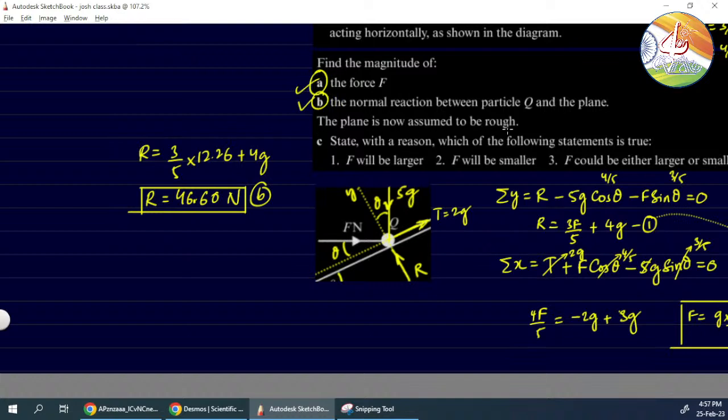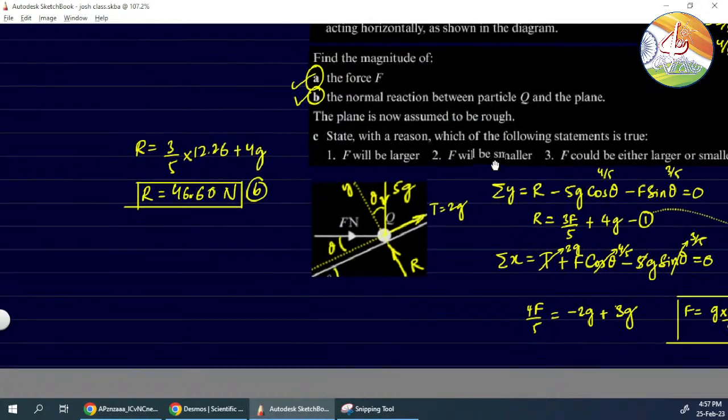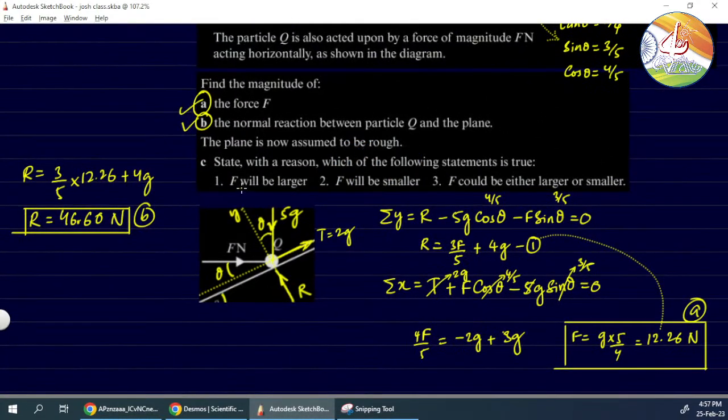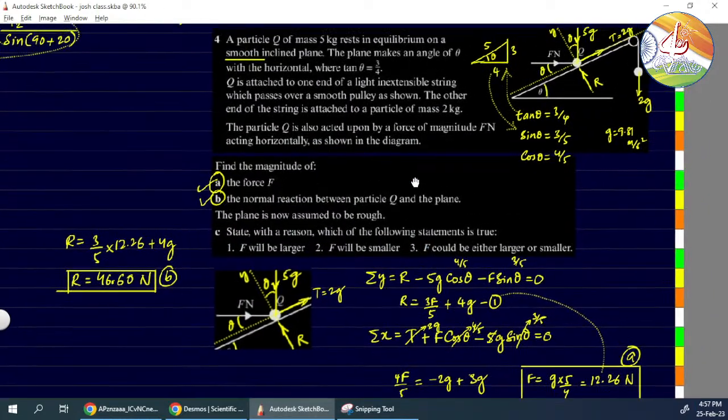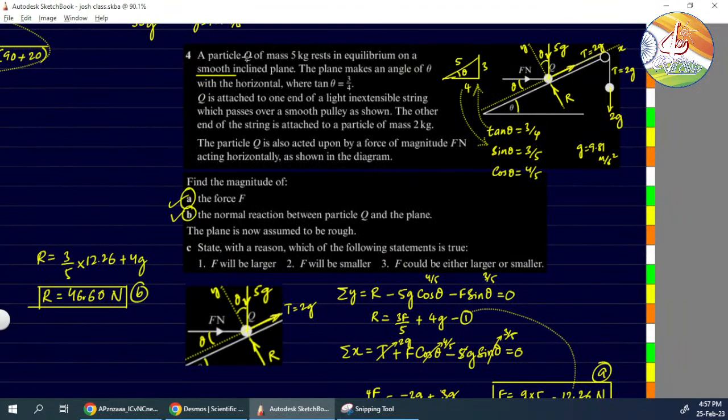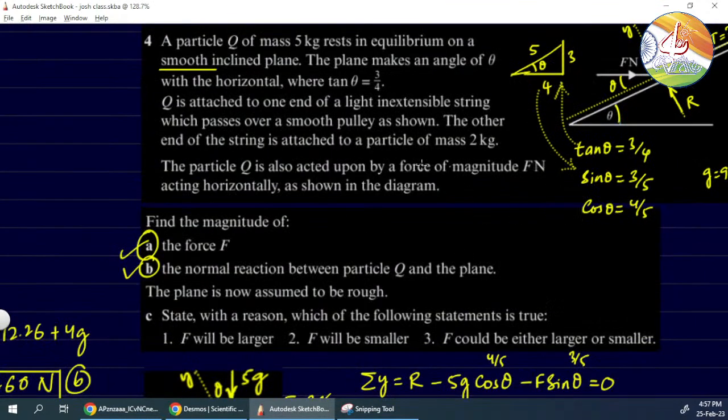Then the plane is now assumed to be rough. Rough means now he is adding friction. State with a reason which of the following statements is true. F will be larger, F will be smaller, F could be either large or small. So first, what is the definition of F? Particle Q is acted upon by force F. So will it remain in equilibrium? F could be large or small, no? Yes. Because if we are trying to apply minimum F, friction will help us. So when the friction helps us, the F value will be reduced.